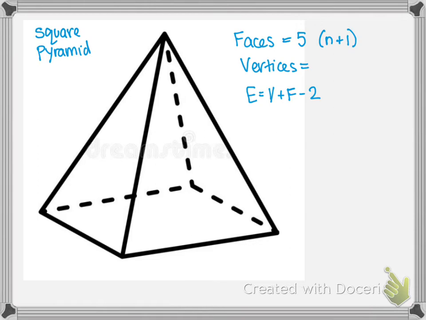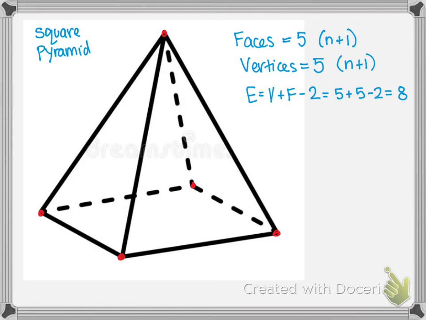Vertices, we're going to use our red pen and we're going to check the work here. We know that we've got a vertex at the top. That's 1, 2, 3, 4, and 5. We've got 5 vertices all together. So again, that was n plus 1. And to find our edges, we can take the number of vertices plus the number of faces and subtract 2, which means we have 8 edges. I almost wrote 7 there for a second. So that's our square pyramid.